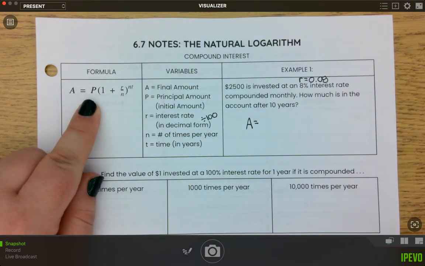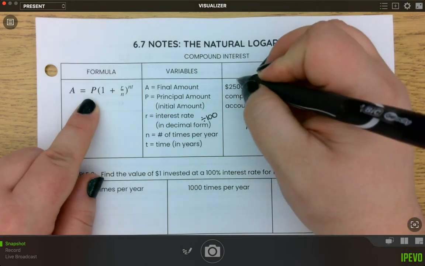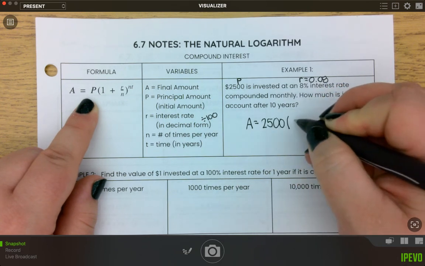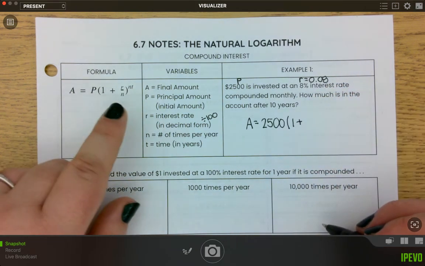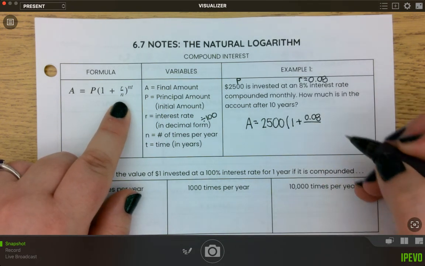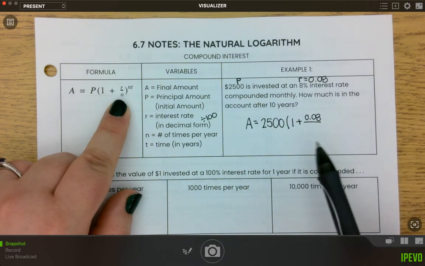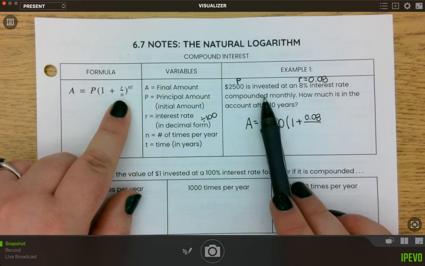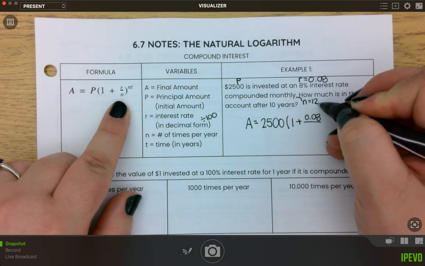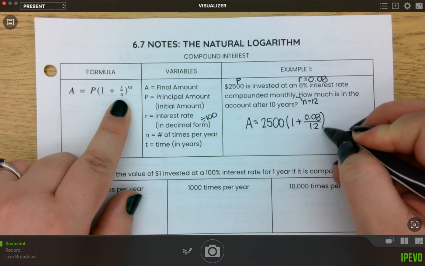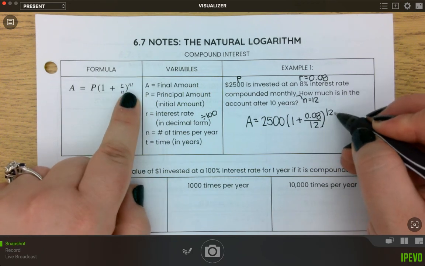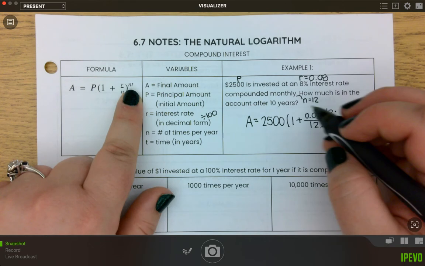The first thing we need is P. How much money did we start with? That's this 2,500 up here. Then you put the rate, 0.08, on the top of this fraction. And on the bottom, you put how many times per year. It says monthly, so that's going to be 12. In the parentheses, and then in the exponent, you take the same number, the 12, and multiply it by the number of years, which is t. That's 10.